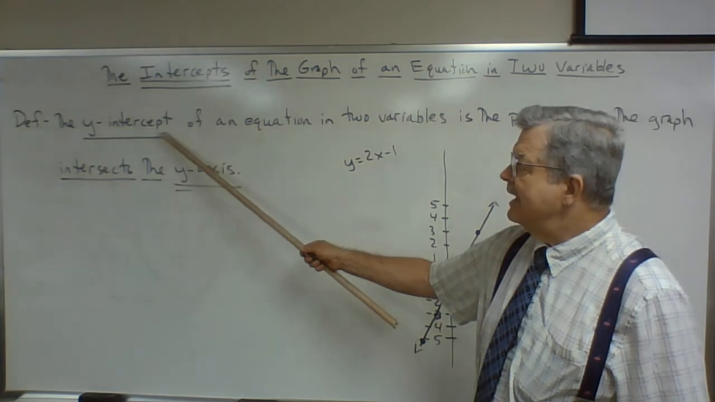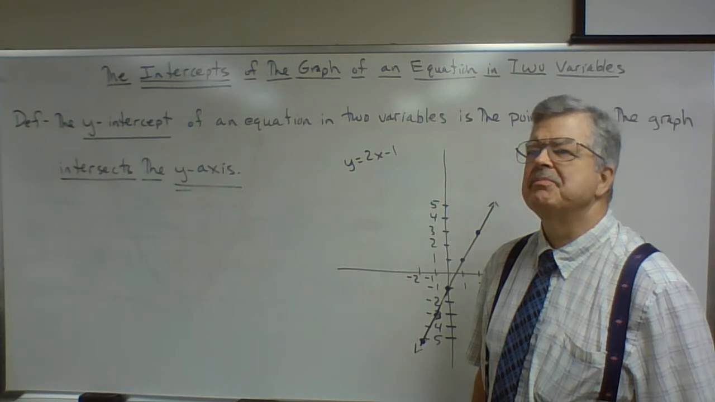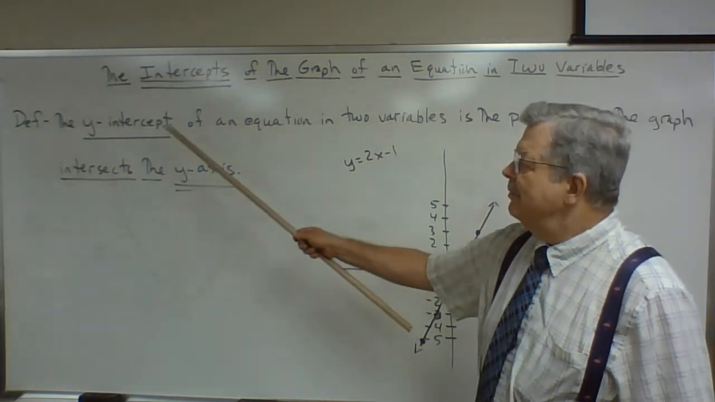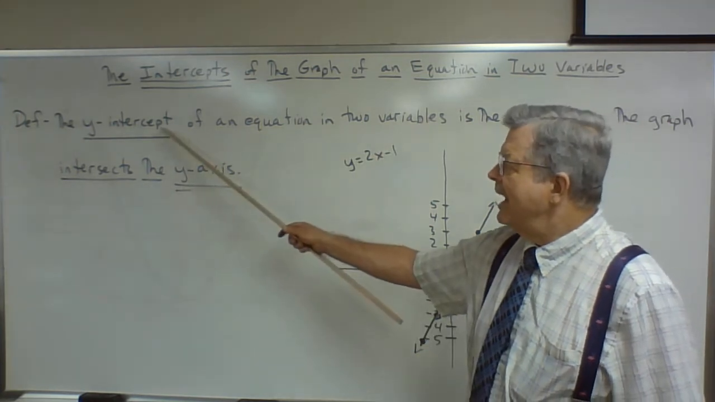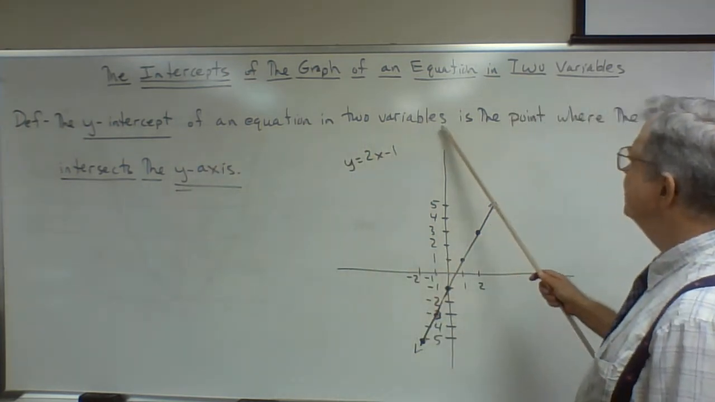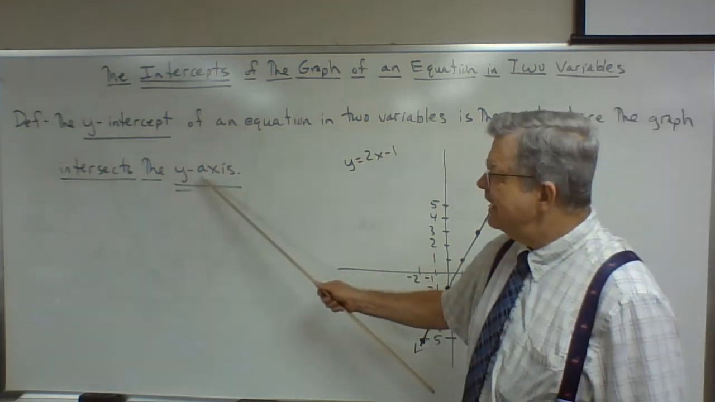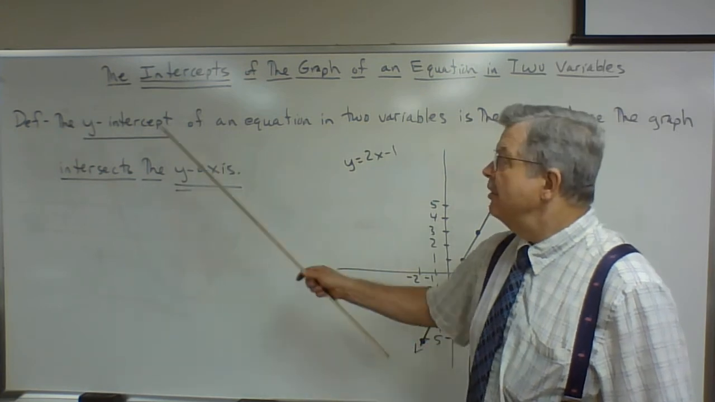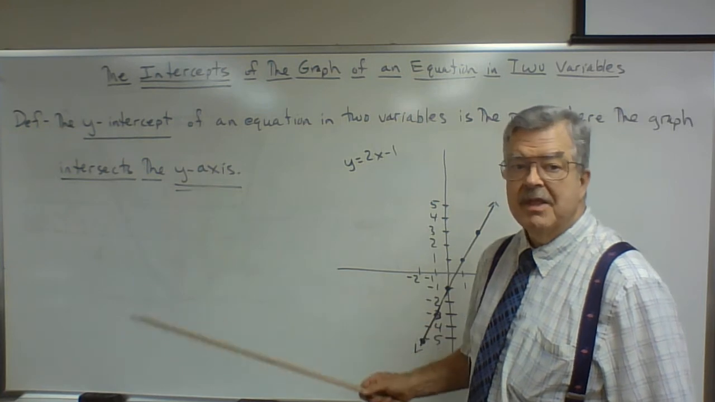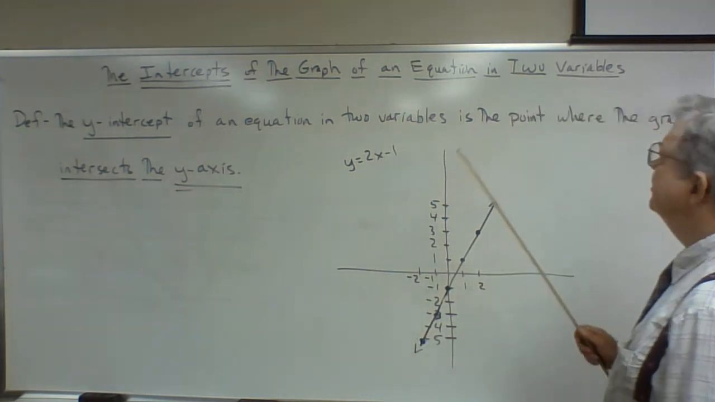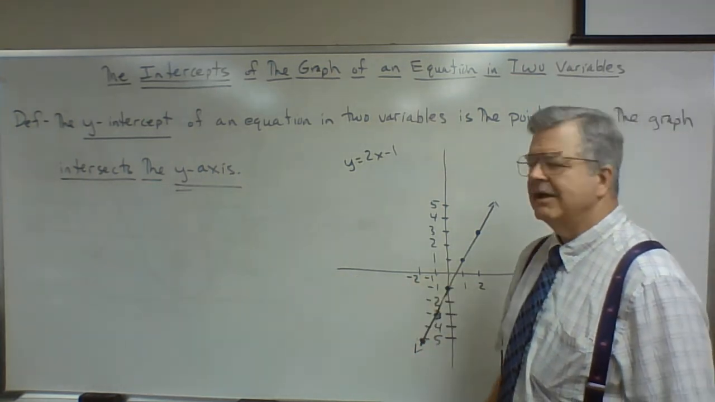There are two intercepts at most. We have the y-intercept. Maybe I should back up a bit. There could be more than two intercepts. The y-intercept of an equation in two variables is the point where the graph intersects the y-axis. So the y-intercept is the point on the graph where the graph intersects the y-axis.